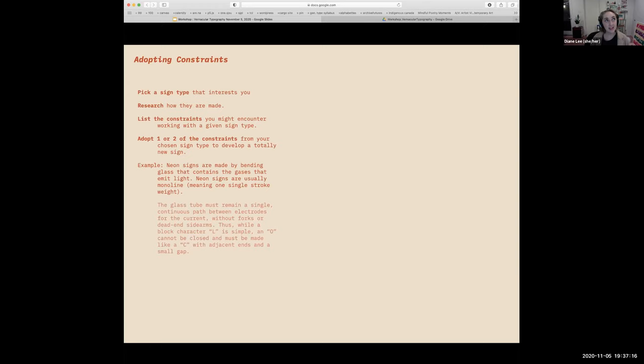So I like thinking about this as a set of potential constraints, because with neon signs, your colors would be limited. It would have to be a monoline, so one single stroke weight. And then it would have to be made up of fairly simple segments. And so you can imagine for different sign types, like vinyl signs that have to be cut out. Maybe the constraint that you would adopt from vinyl signs is that each letter form has to be cut. Or if you have access, cut by a CNC router or something like that.